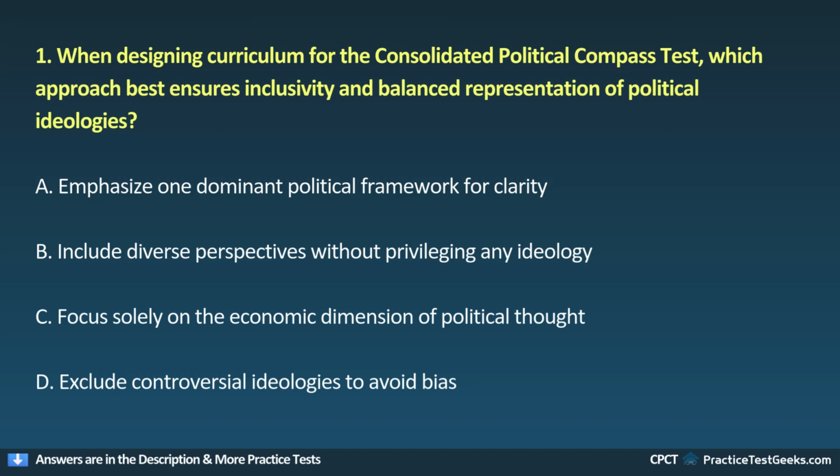1. When designing curriculum for the Consolidated Political Compass Test, which approach best ensures inclusivity and balanced representation of political ideologies? A. Emphasize one dominant political framework for clarity. B. Include diverse perspectives without privileging any ideology. C. Focus solely on the economic dimension of political thought. D. Exclude controversial ideologies to avoid bias.